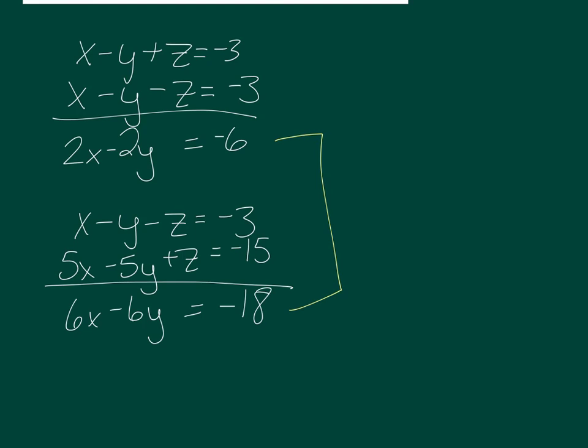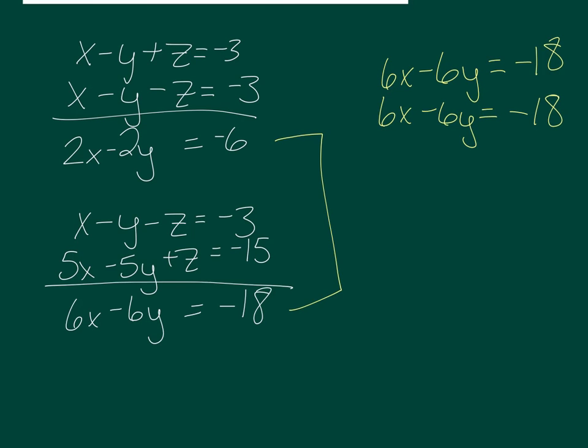I need to multiply my new equation 1 by 3, first of all. So it's going to read 6x minus 6y equals negative 18. And then my other equation is also going to read 6x minus 6y is equal to negative 18. So what I have happen is both of my variables cancel, and I get 0 is equal to 0. So now I know that I have infinitely many solutions.